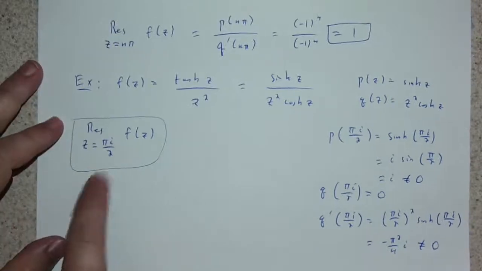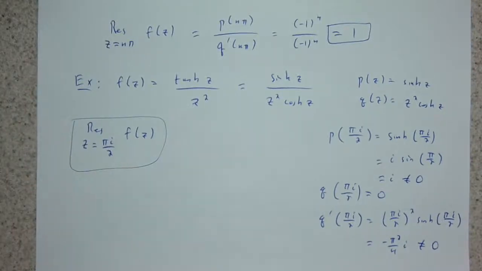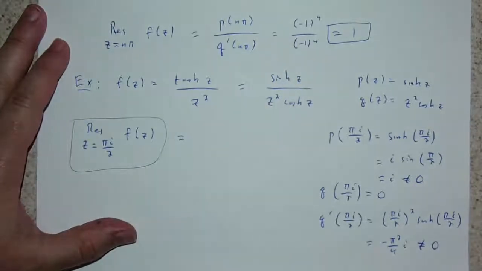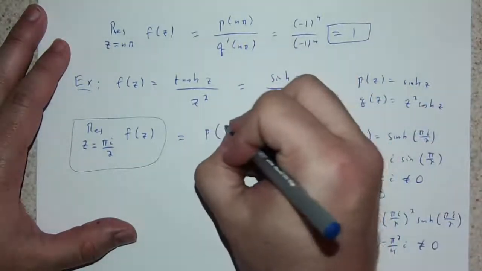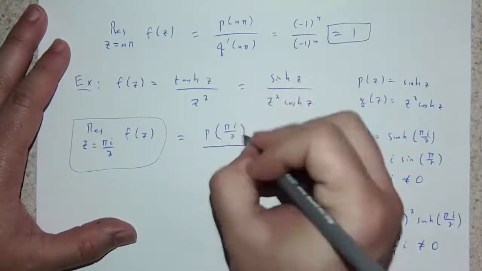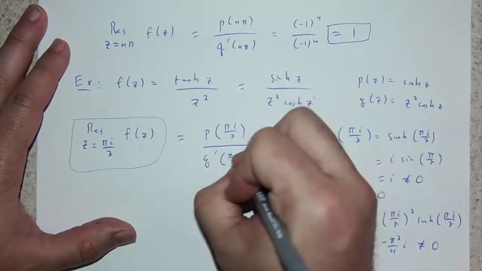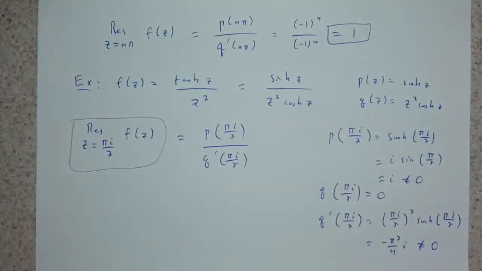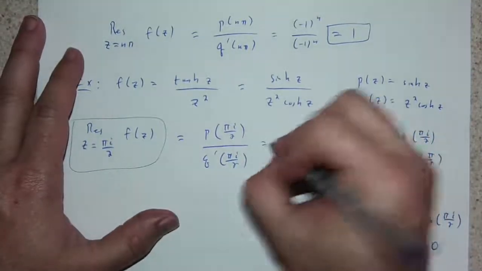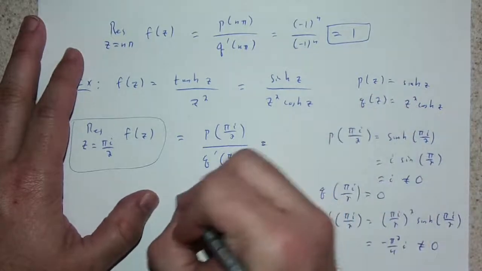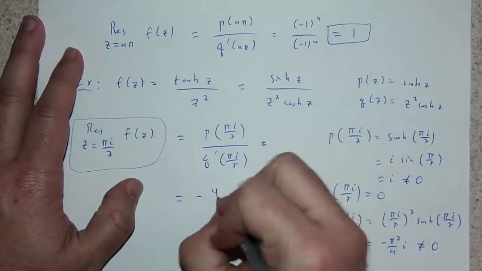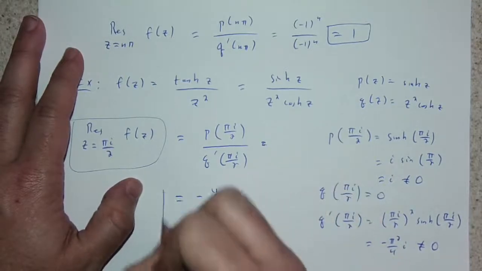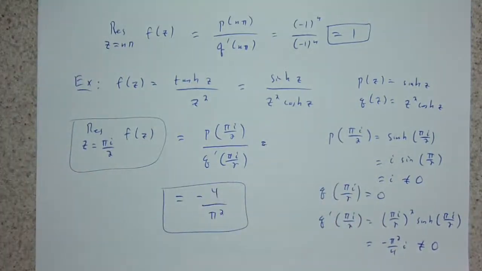Okay. So this is a simple pole, and to compute this residue, all I have to do is compute p of pi I over 2 and divide by q prime of pi I over 2. And so what I get is that this residue, maybe I'll write it here so I have more room, is minus 4 over pi squared.